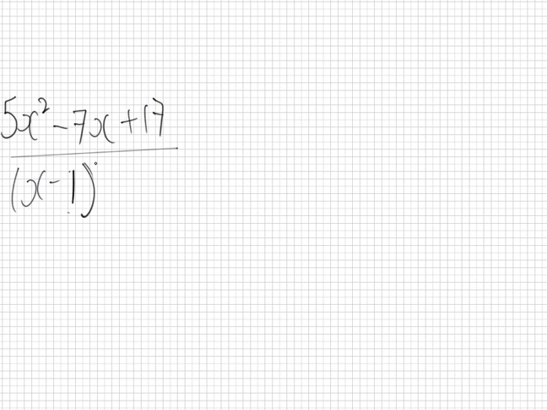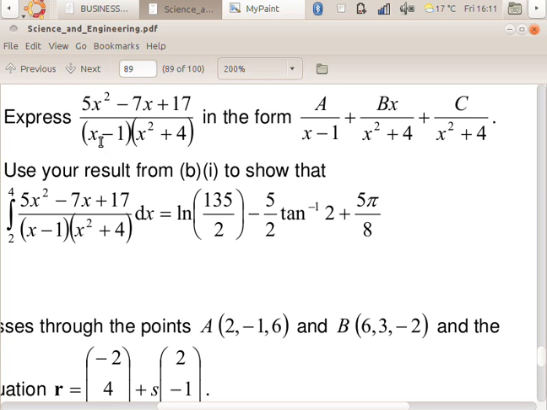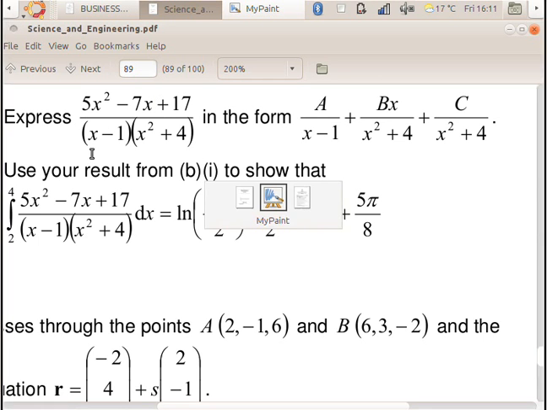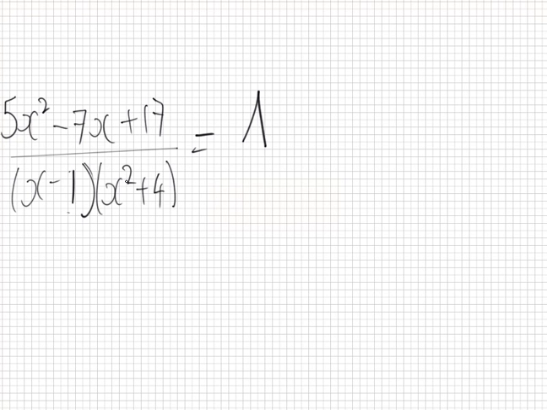x minus 1, bracket, x squared plus 4, equals A over x minus 1. We know this one. And then this here is a quadratic that doesn't look like it has any roots.